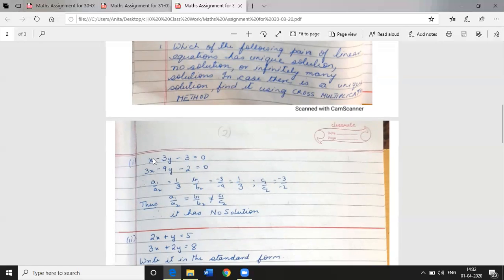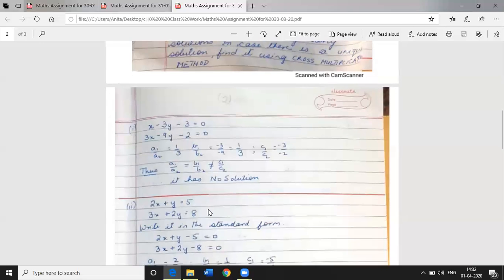So check out. a1 by a2 is 1 by 3. b1 by b2 turns out to be again 1 by 3, minus 3 upon minus 9, which is 1 by 3. And c1 by c2 is equal to minus 3 upon minus 2 or 3 by 2. So what have you concluded? That a1 by a2 is equal to b1 by b2, not equal to c1 by c2. Therefore, it gives parallel lines and hence has no solution.